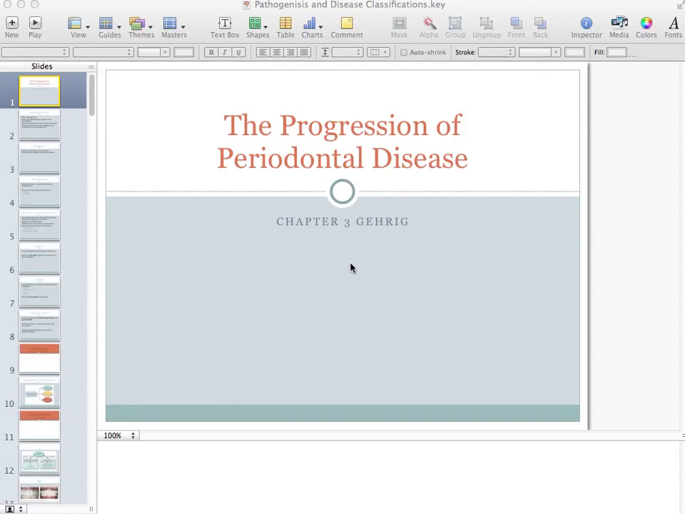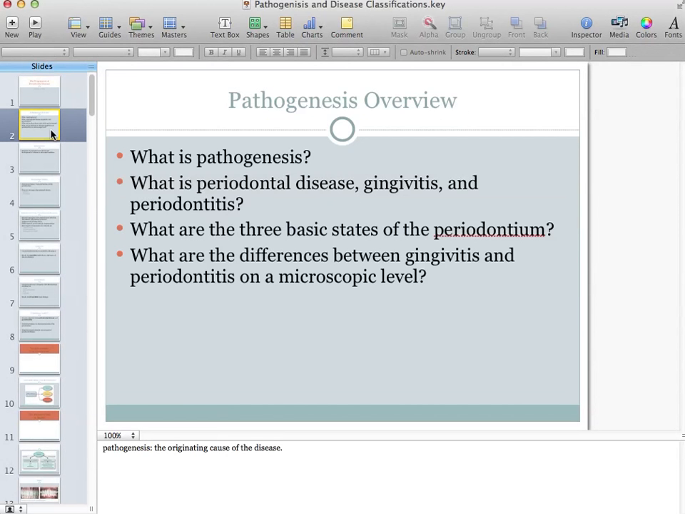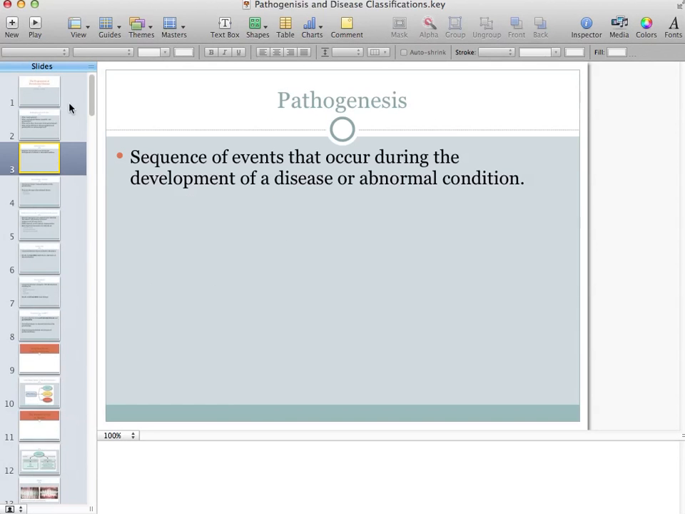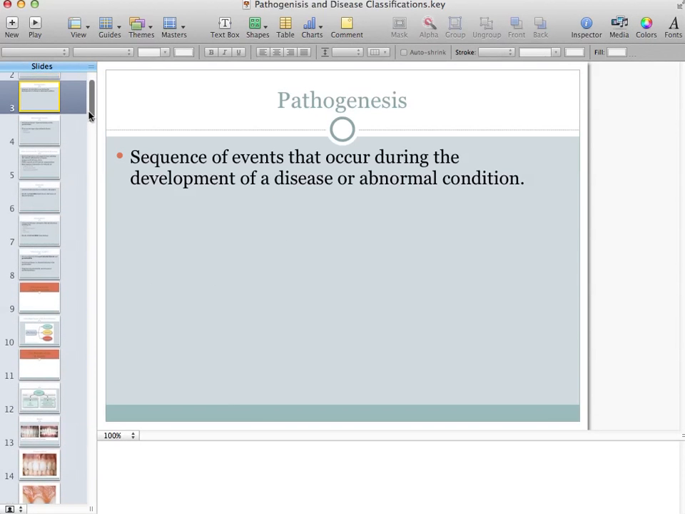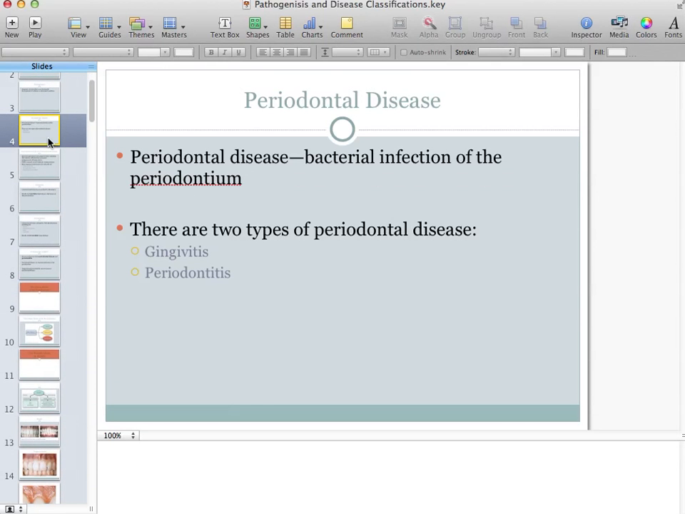All right, pathogenesis and disease classifications. The progression of periodontal disease. So, what is pathogenesis? It's the originating cause of disease. All right, so pathogenesis is the sequence of events that occur that develop a disease, like we talked about.